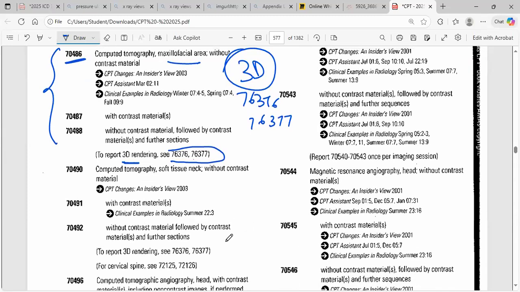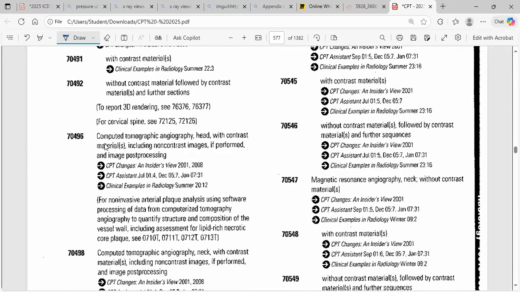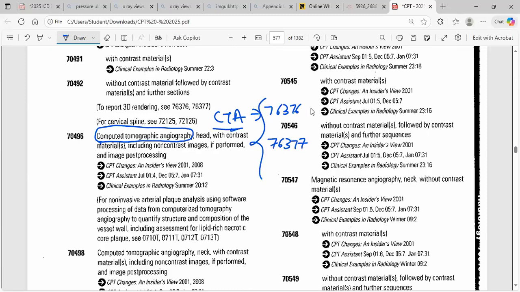Next we have CTA. For CTA, we do have a code here: computed tomographic angiography. In all situations, we have a code for a CTA. With CTA, you are not going to bill the 3D separately, even though it is performed. So with CTA, 76376 and 76377 are not going to be reported separately.